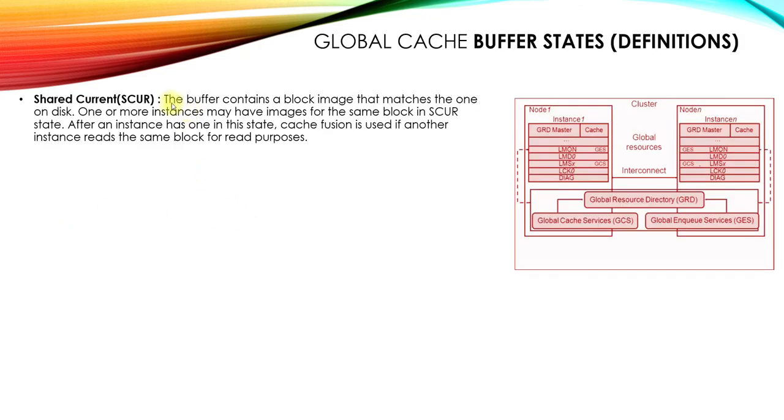What is shared current? The buffer containing a block image. Buffer means the RAM, the database buffer cache. The buffer contains a block image that matches the one on the disk. One or more instances may have images for the same block in SCUR state. After an instance has one in that state, cache fusion is used if another instance reads the same block for read purposes.